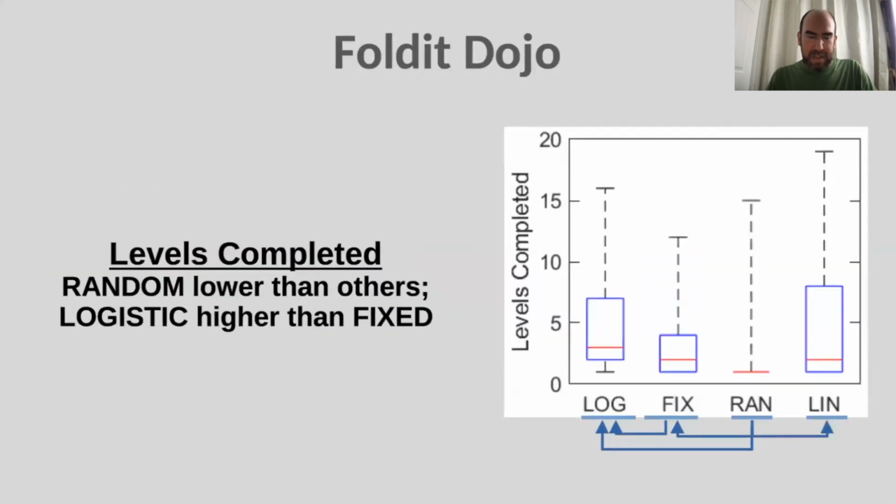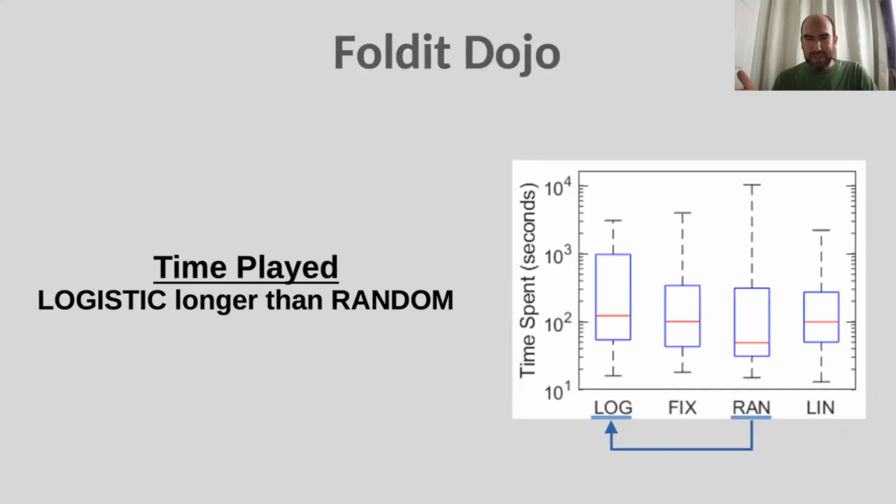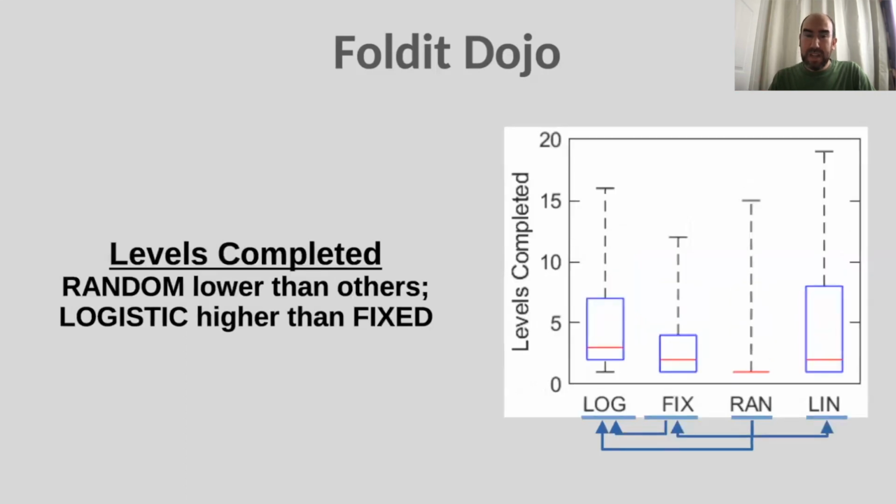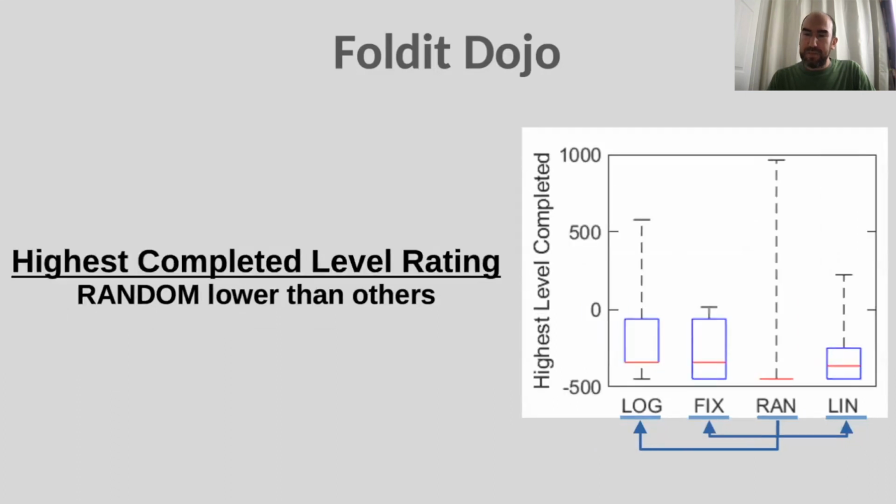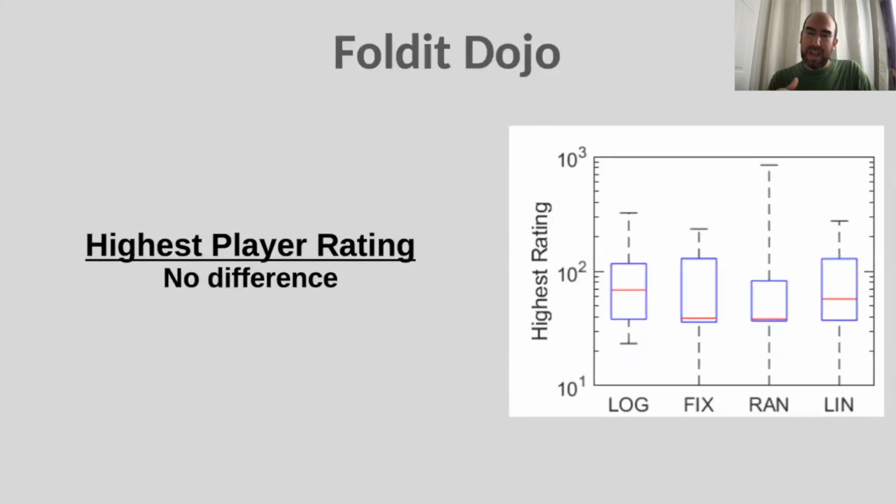And I guess I can go through the plots relatively quickly. Basically, in terms of how long people played, with the logistic curve where it got harder as they got better, people spent a little bit more time playing than random, but the other ones were not different from each other. Generally speaking, random was worse than the others in terms of number of levels completed, and the logistic curve was a little bit better than the fixed curve. And in terms of the highest level that players were able to beat, random was worse than the others. And if we looked at how high a rating players were able to achieve, there wasn't really any difference between them.